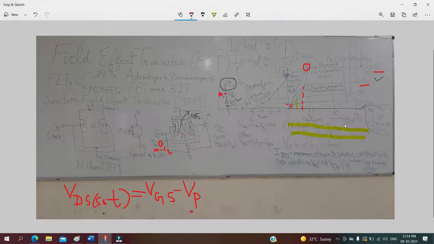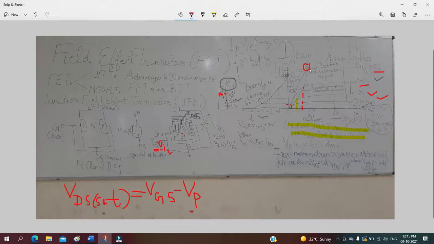And there is one more thing. When VDS is made sufficiently large, for VGS equal to 0, breakdown occurs at some value of VDS. So VDS should be kept below this breakdown voltage value. And what happens to this breakdown voltage when VGS is made more negative? The voltage at which breakdown occurs becomes lower when VGS is made more negative, as can be seen from these different characteristic curves for different values of VGS.